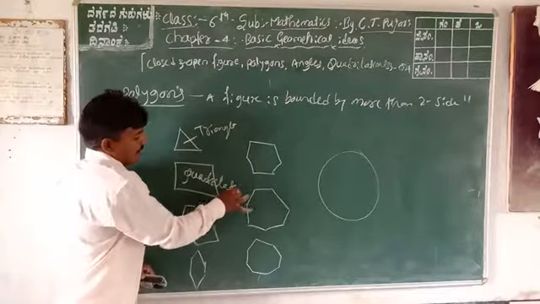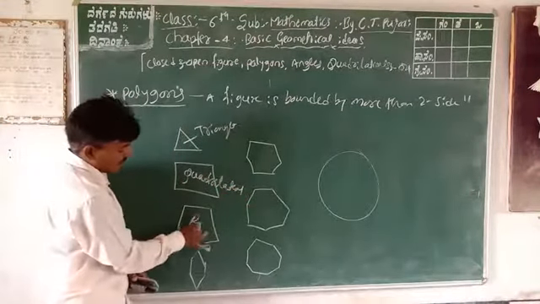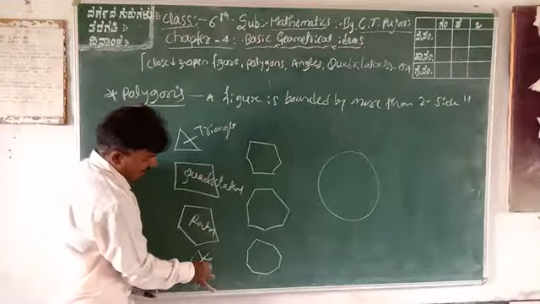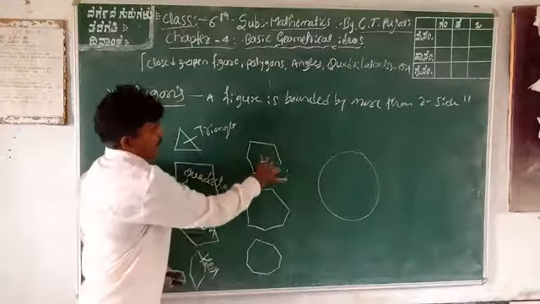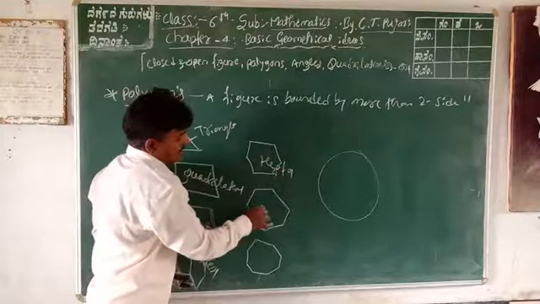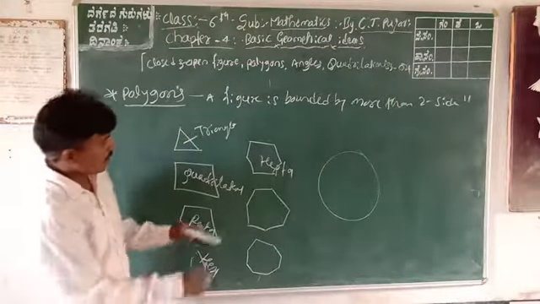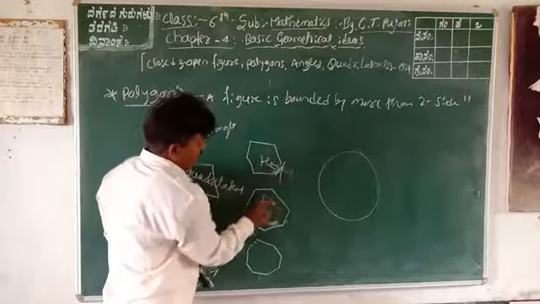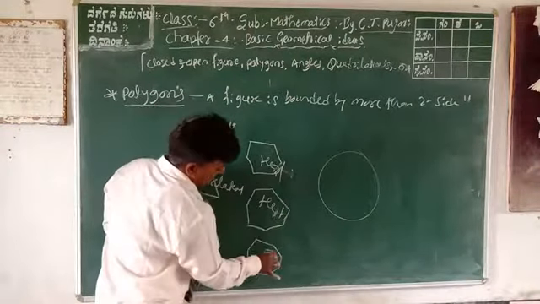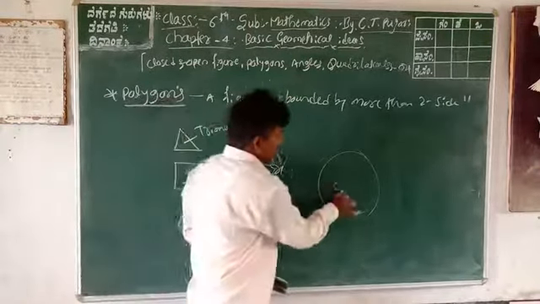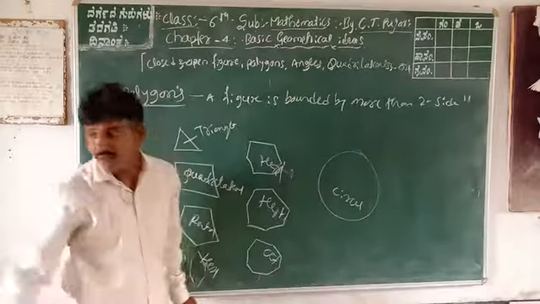Quadrilateral. Next one is pentagon. Pentagon. Hexagon. Heptagon. Hexagon, heptagon, octagon, and also circle is there. Circle. These all are polygons here.